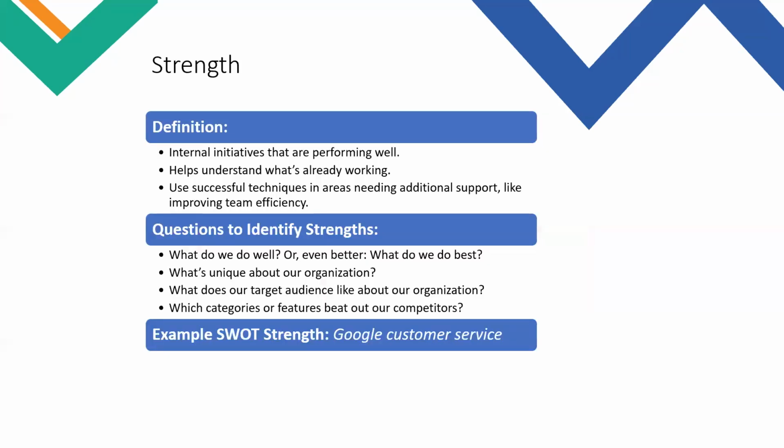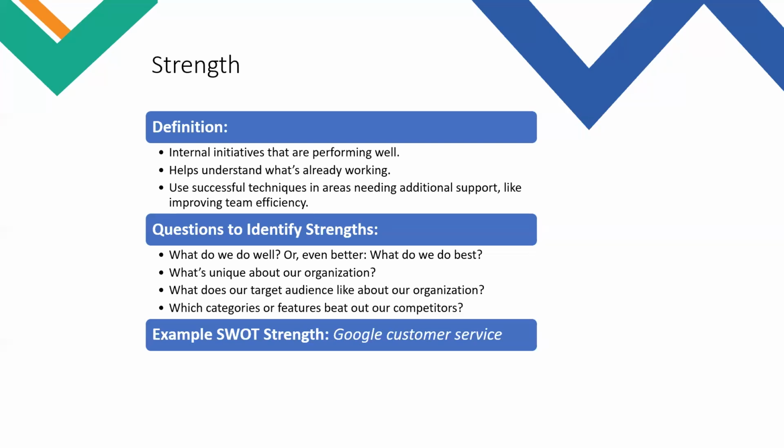Now, let's start with strengths. How do we define strengths in a SWOT analysis? Generally, it would refer to internal initiatives that are performing well. What does my company do well? What do we do best? What are we known for? Examining these areas helps us to understand what's already working. Then you can use those techniques that you know work, your strengths, in other areas that might need additional support, like improving your team's efficiency.